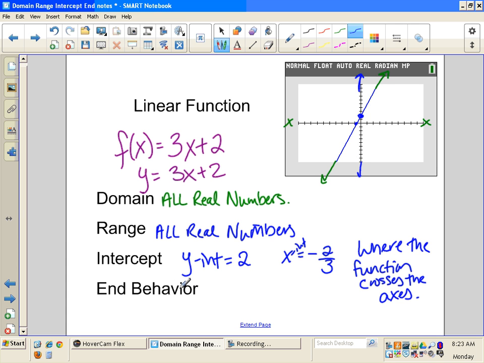When we talk about end behavior, we talk about what happens at the ends of the functions. I had already drawn these green arrows on here. As x keeps increasing, what happens to y? It keeps increasing. So we say, as x approaches infinity, the sideways 8 meaning infinity, then y also goes towards infinity. And as x approaches negative infinity, x is going this way, y is getting less and less and less, so y also approaches negative infinity. That's just some notation talking about what's happening at the ends of the function.